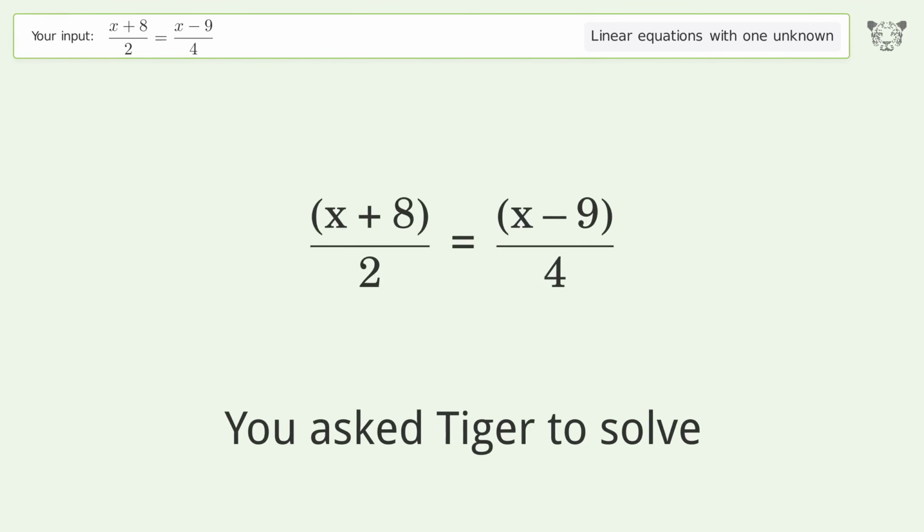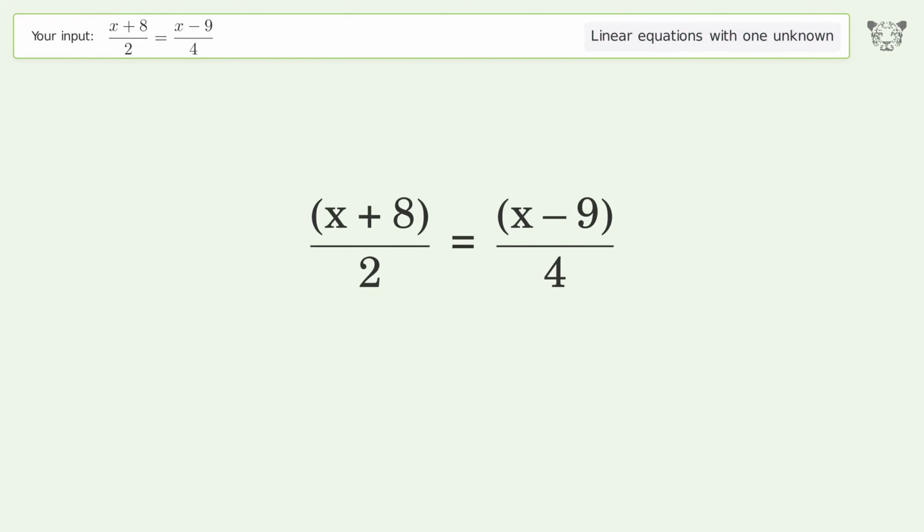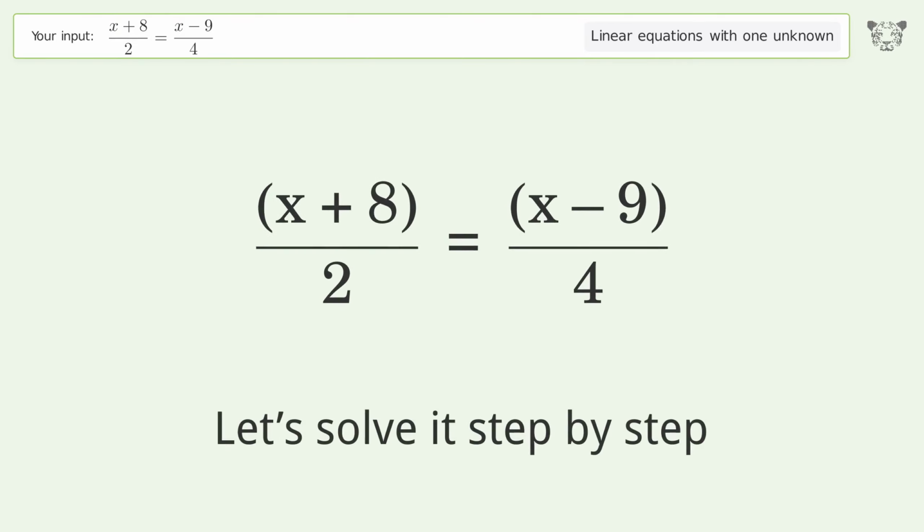You asked Tiger to solve this. It deals with linear equations with one unknown. The final result is x equals -25. Let's solve it step by step.